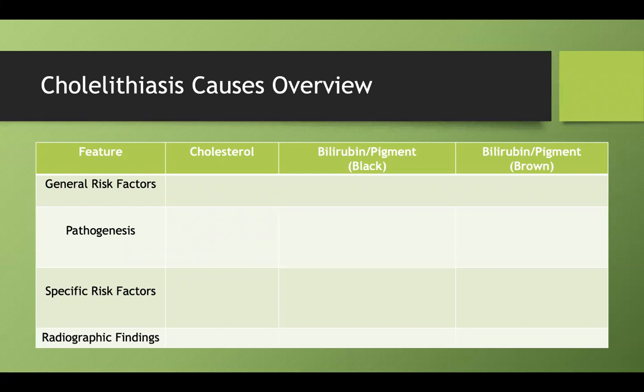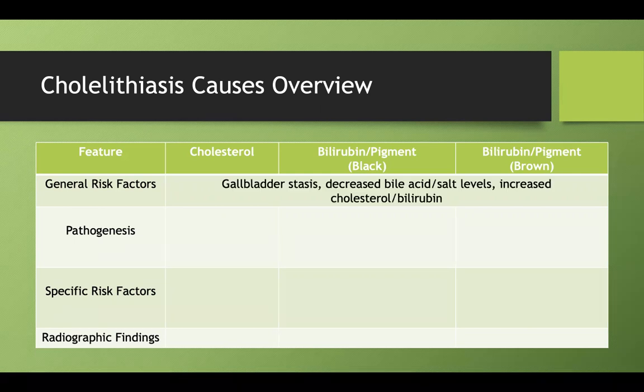Here's the slide with everything we've been talking about. I tried to condense it into one slide because it can be a little confusing sometimes. Remember that the risk factors, that gallbladder stasis, that imbalance where you have either low water, low bile salt or acid, or increased cholesterol or bilirubin, that increases your risk of all types of gallstones. Obviously, if you have increased cholesterol, that's going to increase your risk of cholesterol gallstones, and increased unconjugated bilirubin will increase these two.